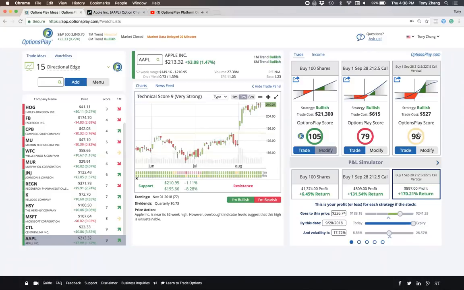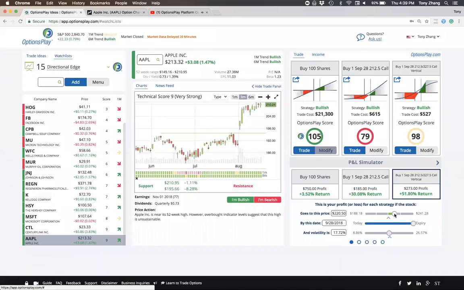Especially for those of you that are investors in stocks, this is a really good comparison that you would typically make as to should I buy the stock or should I buy a call option. So really, as you can see, buying 100 shares of this stock costs you $21,000. Buying 1 contract only costs you $615, a very small percentage of the underlying cost to buy 100 shares. And then you can buy a vertical here for only $527. So let's actually compare these strategies and see how they actually compare.